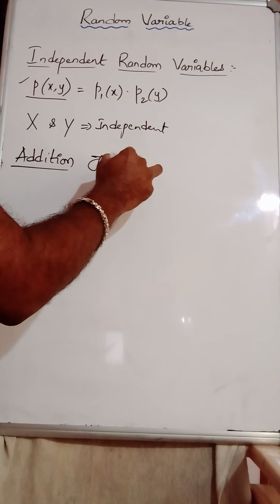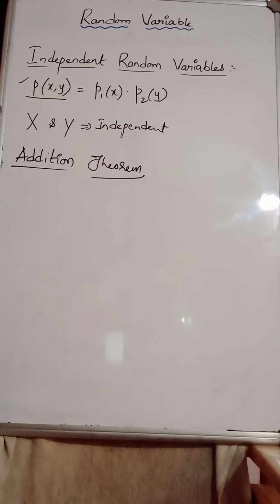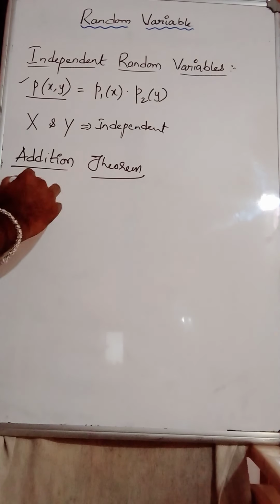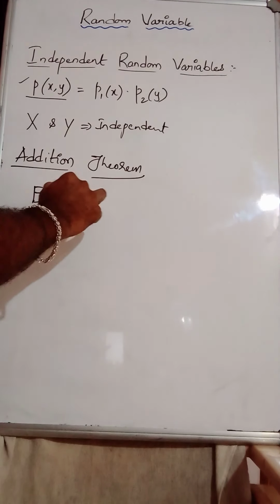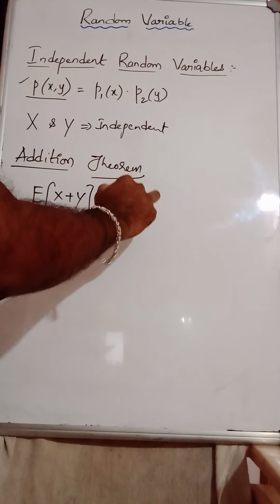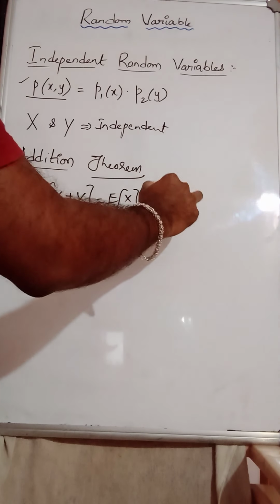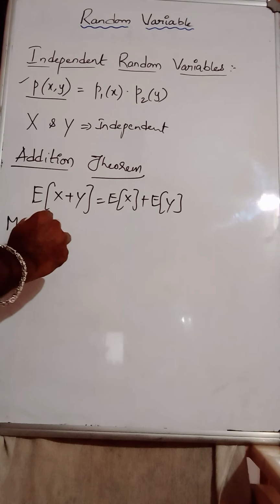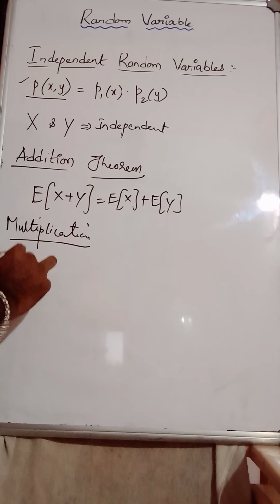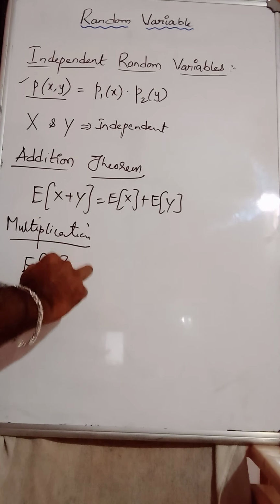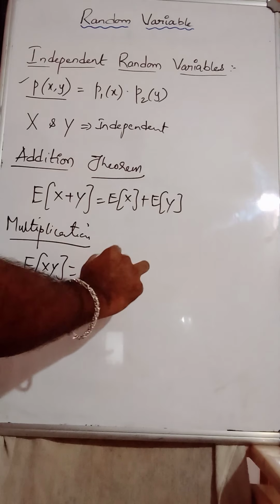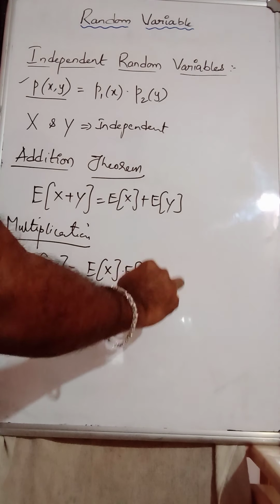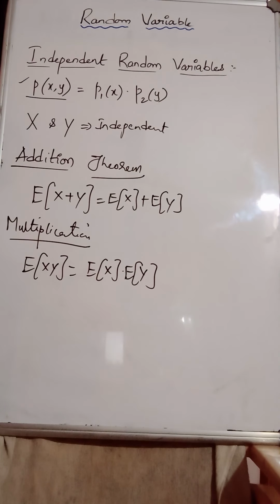Addition theorem of random variables. Very simple: expectation of x plus y is expectation of x plus expectation of y. And what about the multiplication theorem? Expectation of xy equals expectation of x into expectation of y. These proofs are not needed. For the problems' sake, we need to learn only these two.